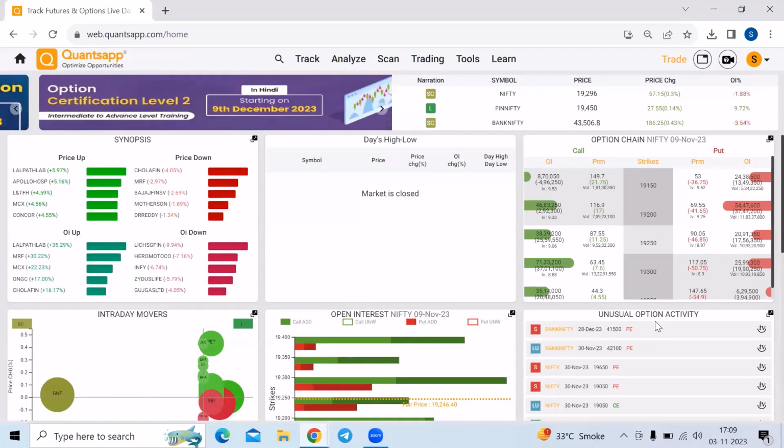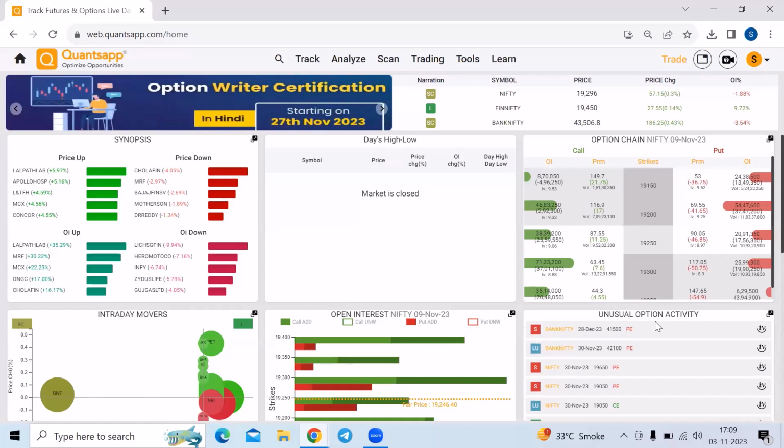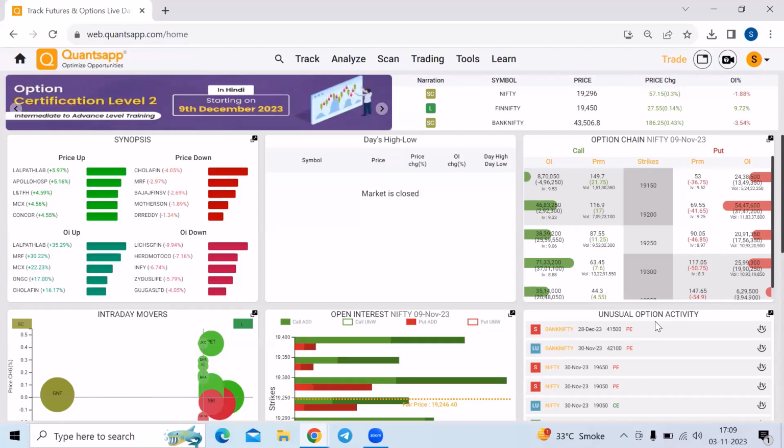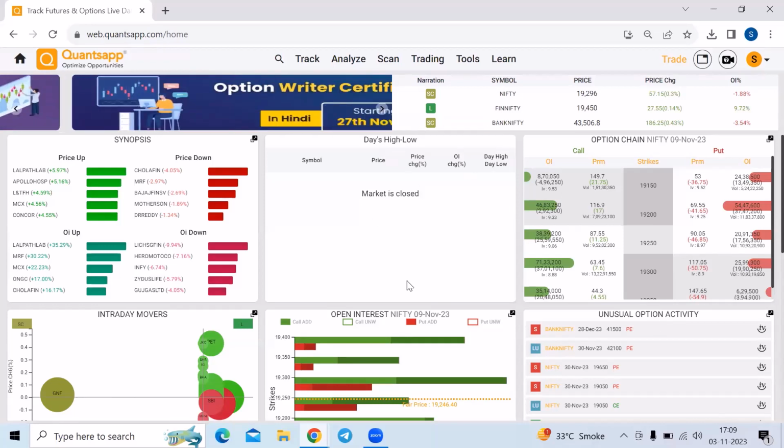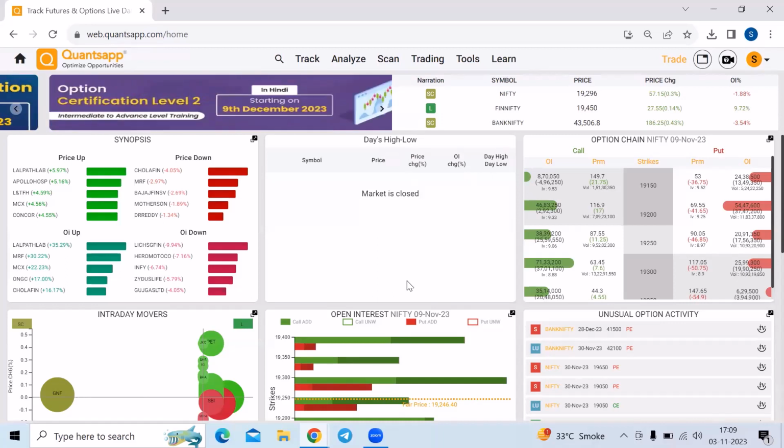So first things first, we need to start by forming a bias on the market. We need to understand what is happening on Nifty and what is happening on Bank Nifty, and specifically have an overview about the market. We can do it from the home screen of Quantsapp with no navigation. On a single screen, we can form a bias on the market. We can be trade ready, basically.